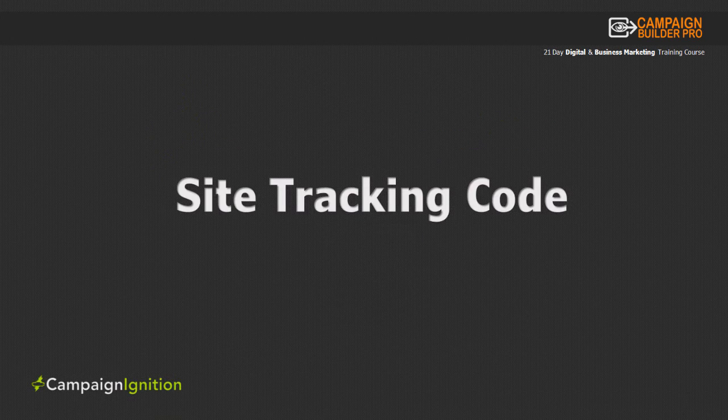Now today we're going to look at site tracking code. This is a piece of code that you can put onto your website, onto the page of your website, which will actually enable you to trigger automations when people go to that page. Really clever piece of technology this, and this is basically how it works.